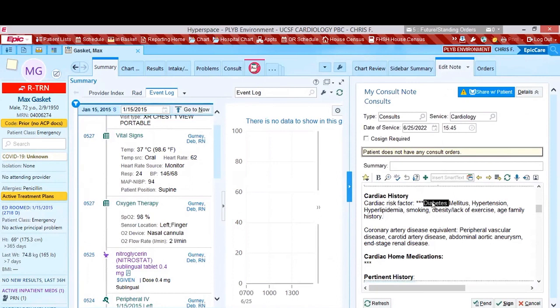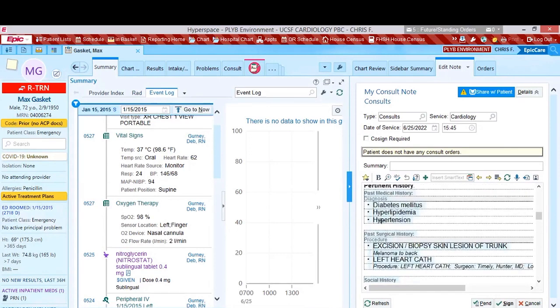You ask about diabetes, hypertension, hyperlipidemia, smoking, obesity, lack of exercise, age, and family history. And for family, there's something called the coronary artery disease equivalent, which is the PAD, carotid artery disease, abdominal aortic aneurysm, and end-stage renal disease. Don't forget about this. Many people forget, but it's actually a coronary artery disease equivalent.